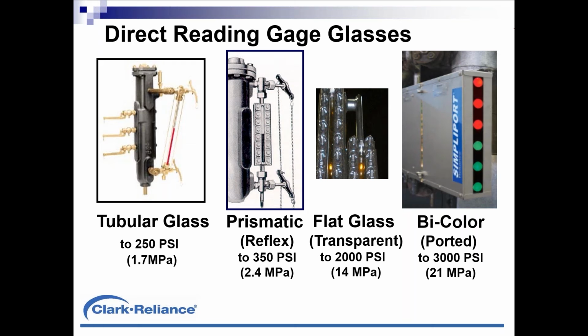The third type is a transparent flat glass, where there's flat glass on the front side and the back side of each window section of the gauge. What you're looking at here is an overlap of two sections, which is required by code and has been in the code since 1996, that transparent flat glass gauges must overlap by at least 1 inch so that the operator doesn't lose sight of the level.